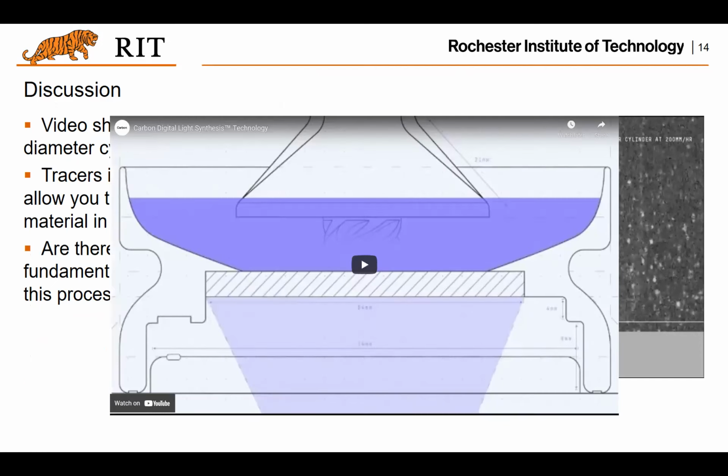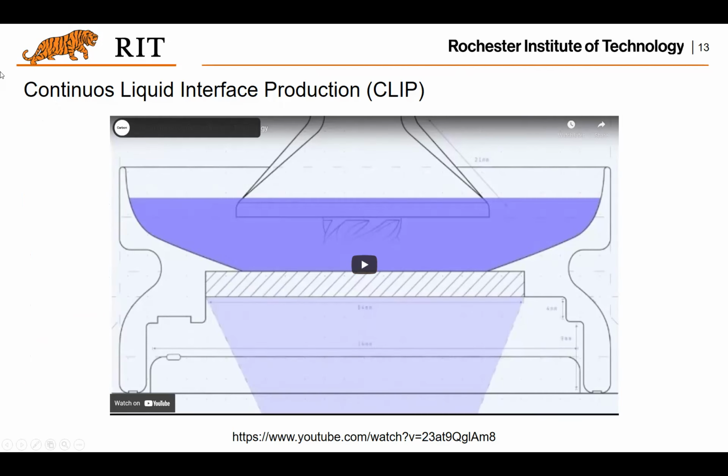So let's look at some emerging technology, which is called continuous liquid interface production, the CLIP process. This process was invented by a group from Duke, and the group also launched a startup company called Carbon. Let's look at what their process looks like.